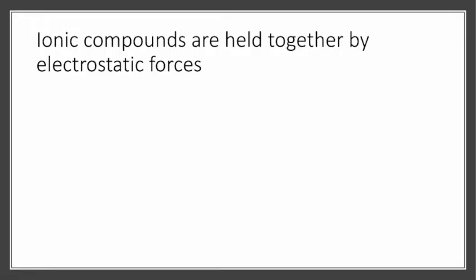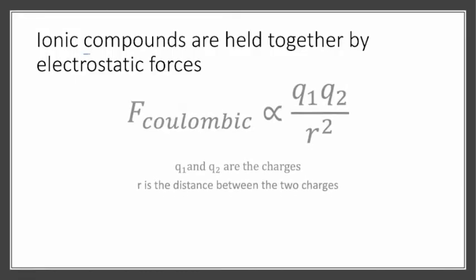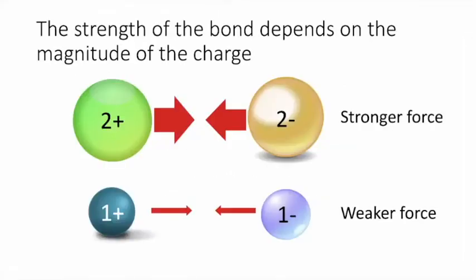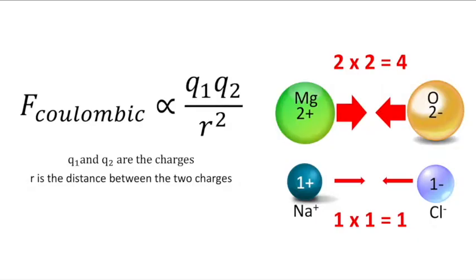Ionic compounds are held together by electrostatic forces, and these are governed by Coulomb's law. The strength of an ionic bond depends on the magnitude of the charges on the ions. For example, whether there's a 1+ charge or a 2+ charge or a 3+ charge, and we can see this with the Coulomb's law equation. The larger the charges, the larger our numerator, and the greater the force.